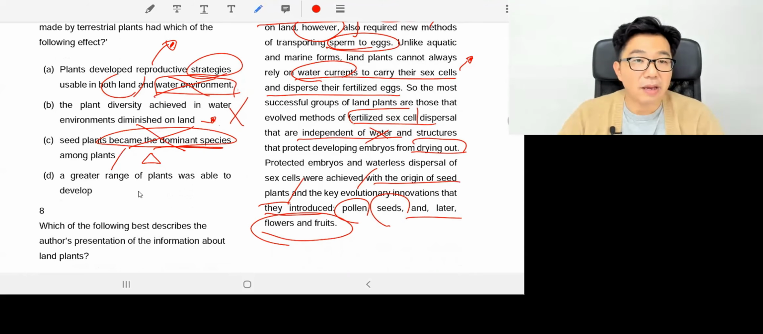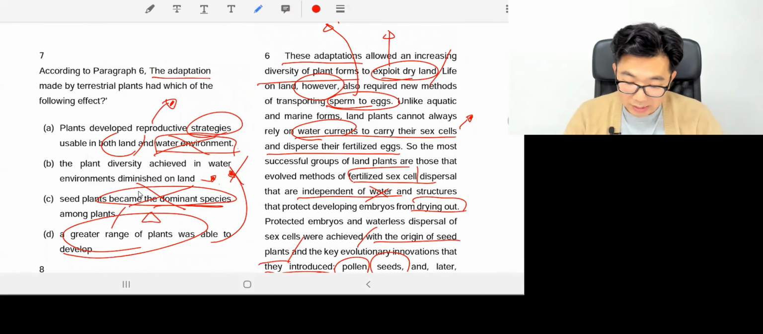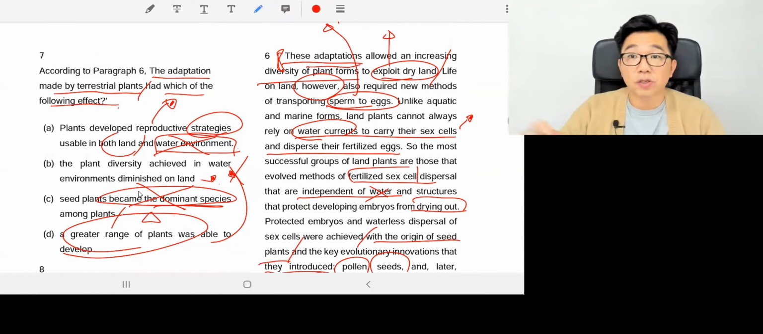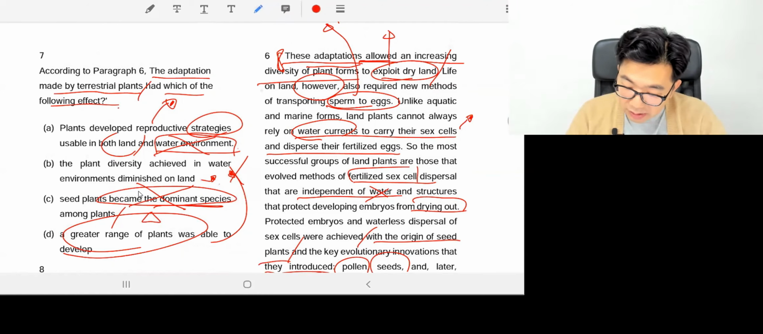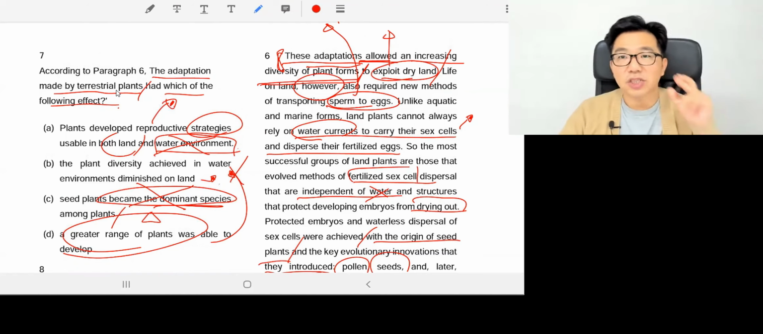D: A greater range of plants were able to develop. Yep, so that's the opposite of B, kind of. Let's read the question again to answer it directly: the adaptation made by terrestrial plants had which of the following effects? It's just the first sentence, coming from paragraph 5. These adaptations they made to survive and thrive on land allowed an increasing diversity of plant forms. That's it for question 7. So stick to the question, just answer the question.